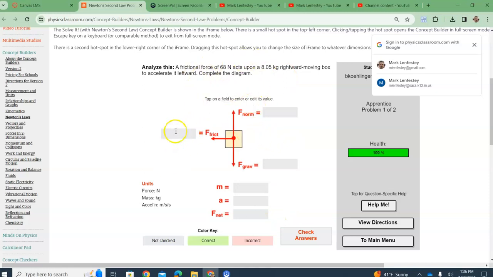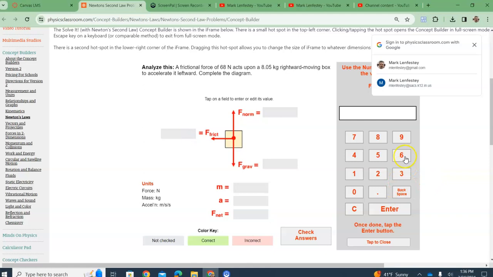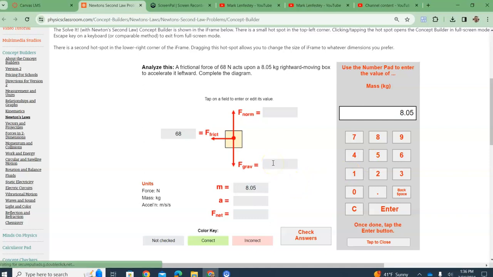So frictional force of 68 newtons, that's right here. So I'll go ahead and put that in. And it says the mass is 8.05. If I know the mass, I can figure out the gravitational force. Now, I can't use 10, unfortunately, with this computer program. I have to use 9.8.